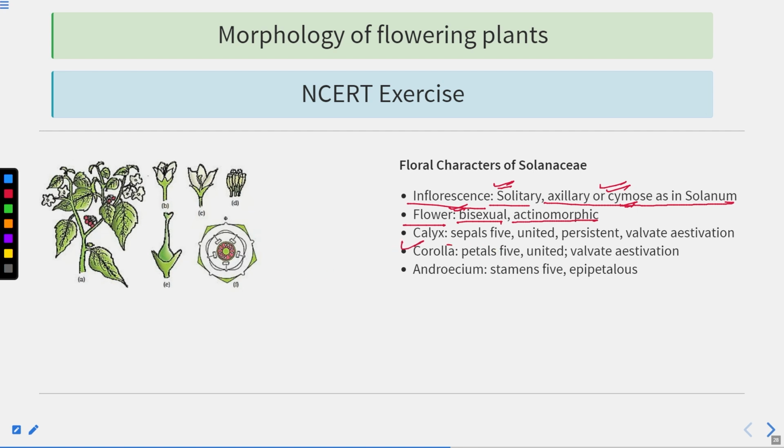Calyx. Sepals are 5, united, persistent, valvate aestivation. If you talk about the corolla, then the petals are 5 in number. They are also united and also showing the valvate aestivation.